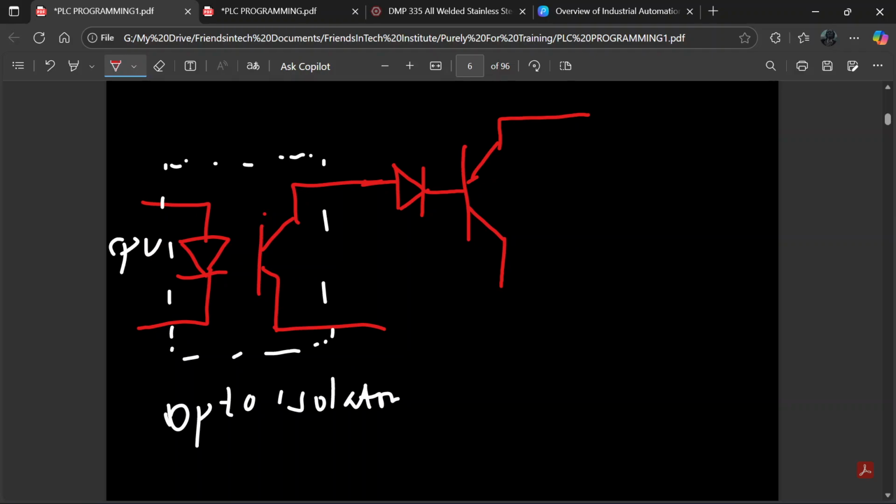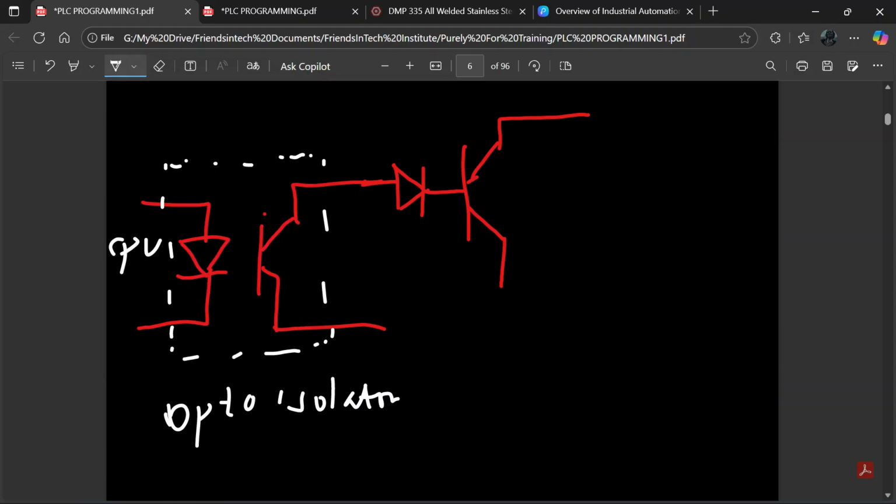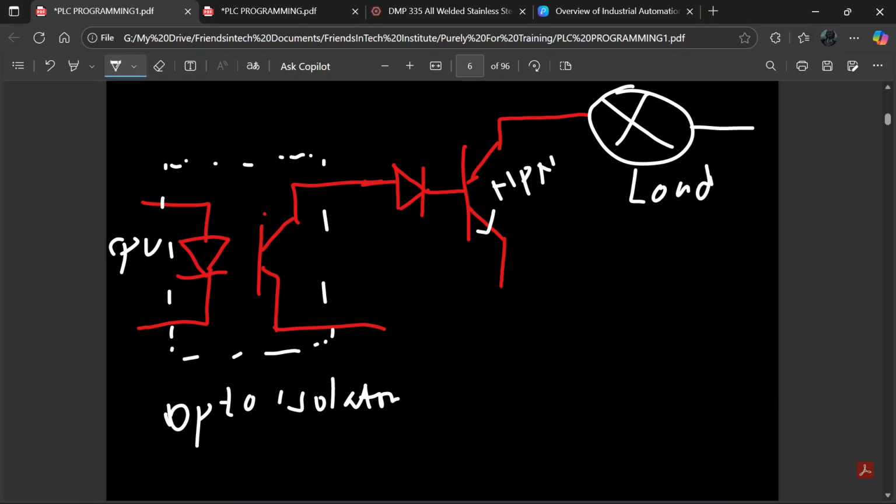The transistor here can be NPN or PNP. That is the problem with the transistor, okay? It can be NPN or PNP. So let's start with an NPN transistor. If it's an NPN transistor, this is where we can connect the load. So this is our load, and this is the positive voltage, the V positive. Let's say 120 VAC.